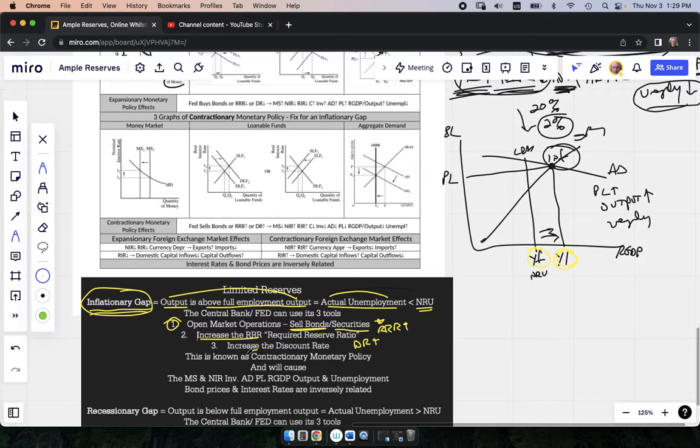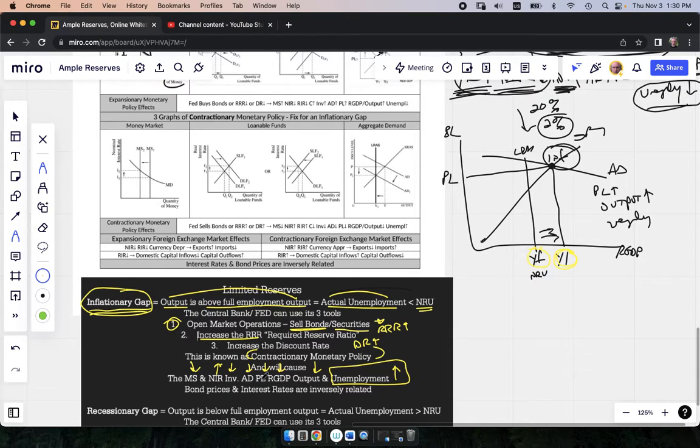All of this is known as contractionary monetary policy. And due to that inflationary gap, the Fed wants to lower the money supply. That's going to drive interest rates really high. That means investment's going to go down, aggregate demand goes down, price level goes down, real GDP and output go down, and unemployment would go up. Got to take it all the way to unemployment.